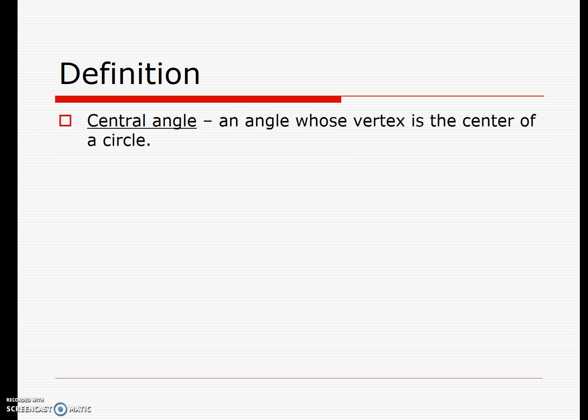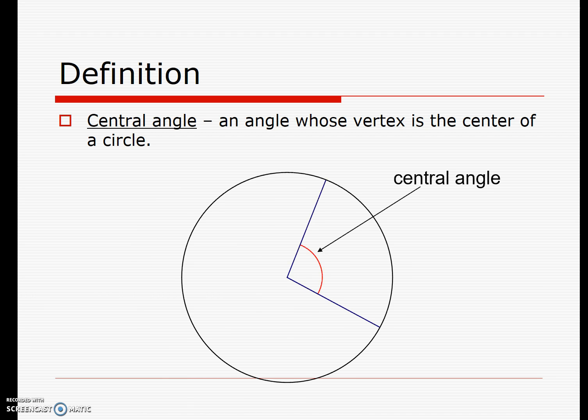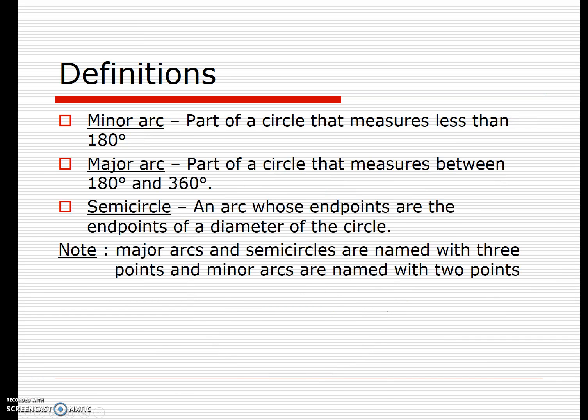All right, so here's some new definitions for us. We're starting with the central angle, and this is an angle whose vertex is the center of a circle. So this is an example of a central angle. As you can see here, this is the center of the circle. We're going to take two radii and connect it to the side, and this guy here is going to be our central angle.